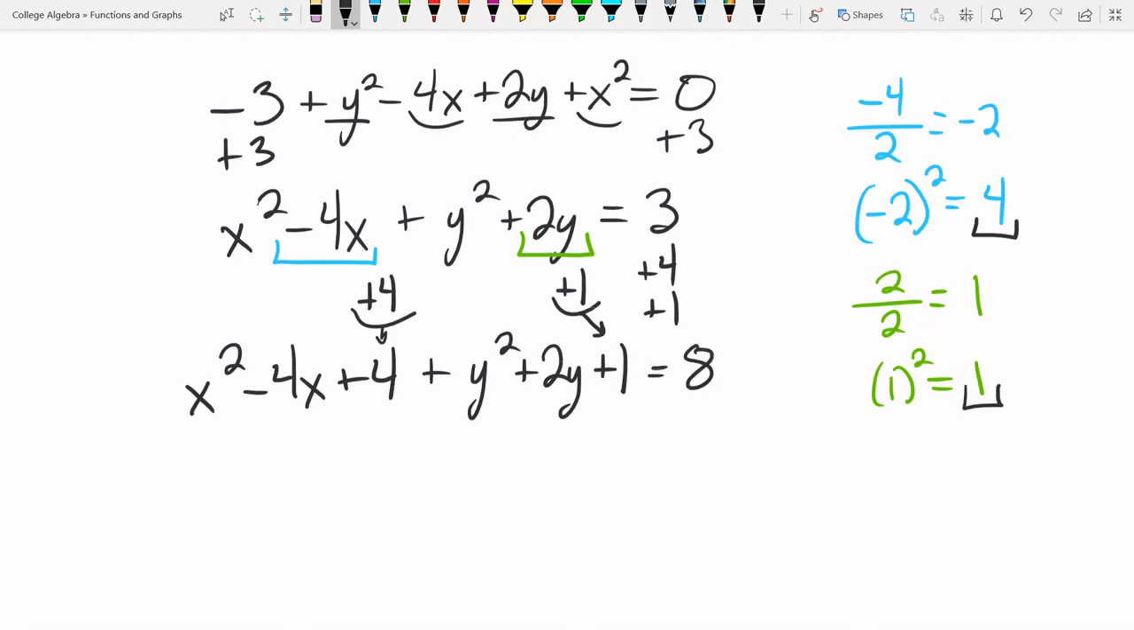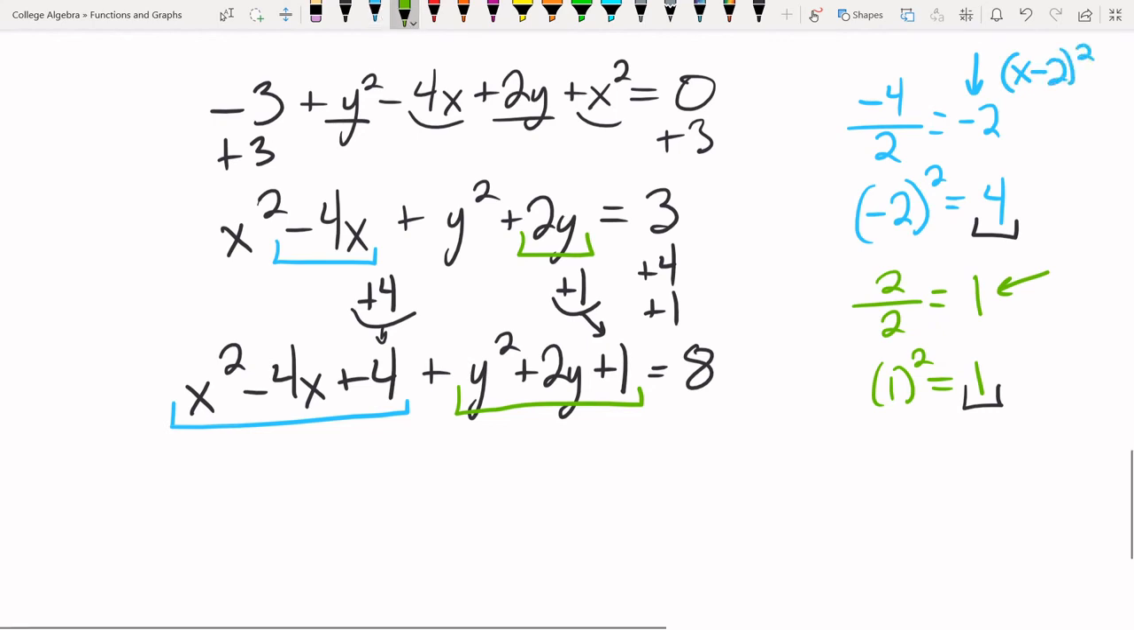All right, why did I do that? Because both this blue thing here and this green thing here now factor very nicely. And they will factor into whatever this number is that you got here. All you have to do is just take x minus 2 squared. y plus 1 squared. This is a positive 1 here, since that was a positive 2.